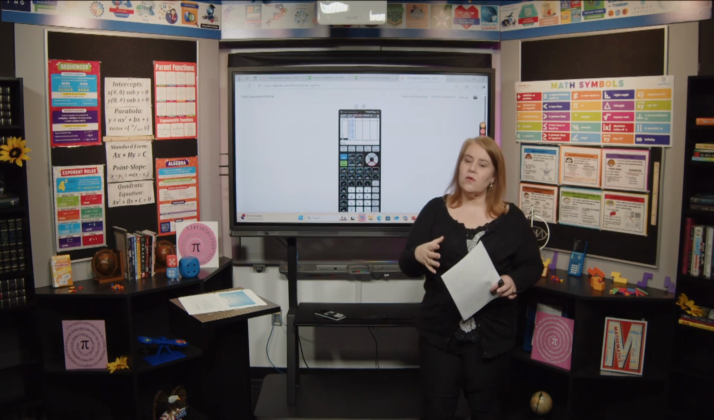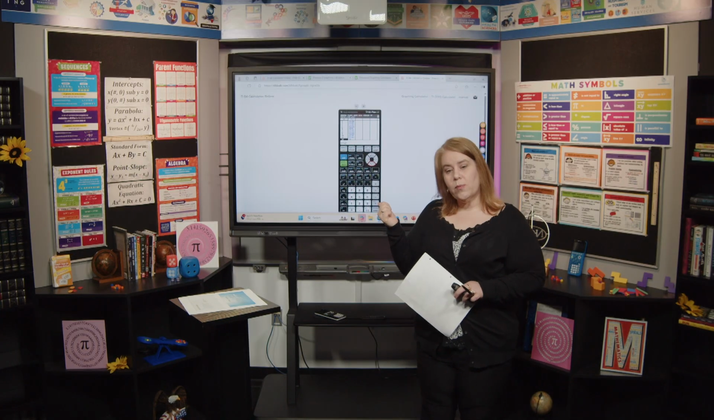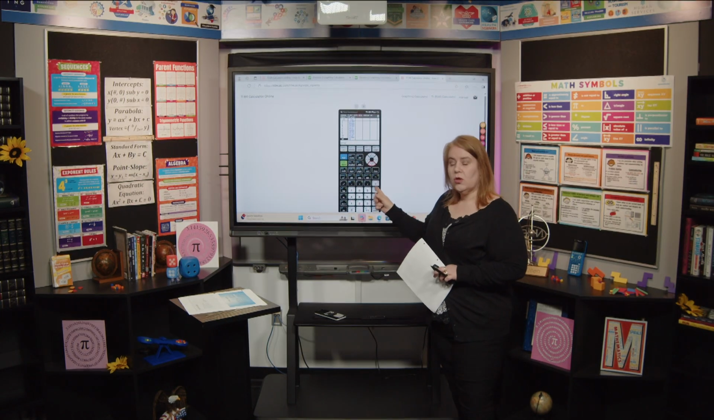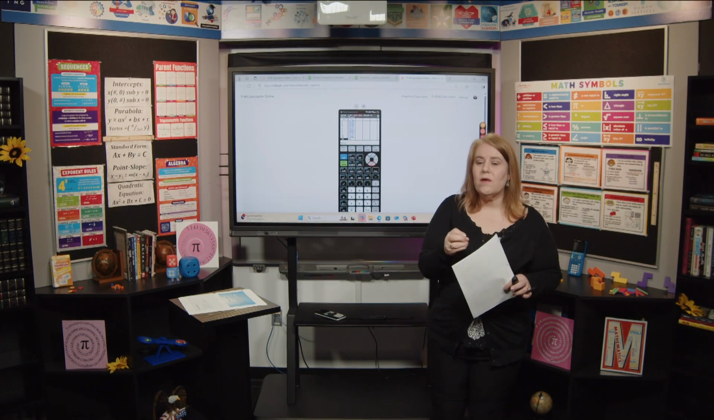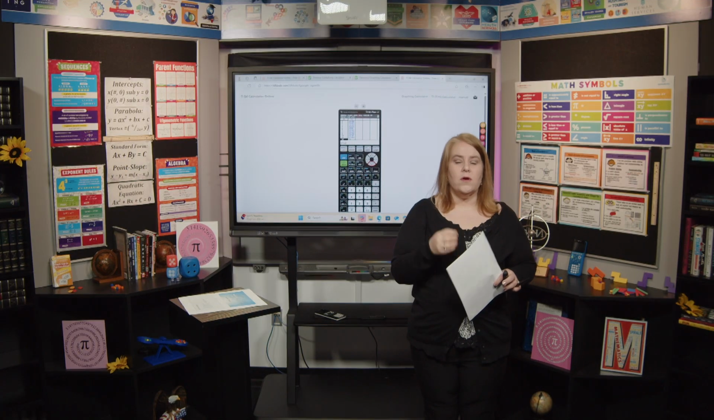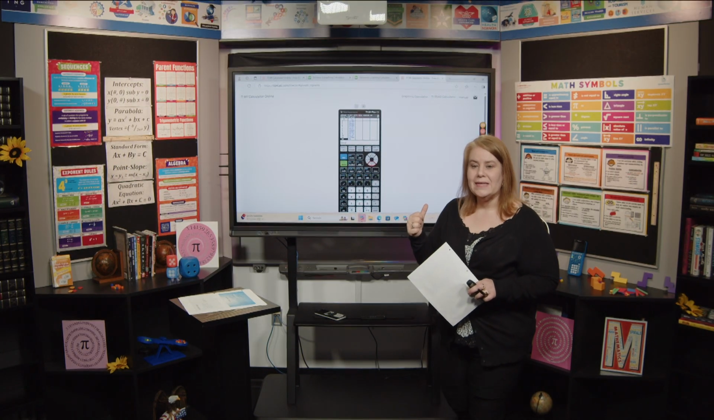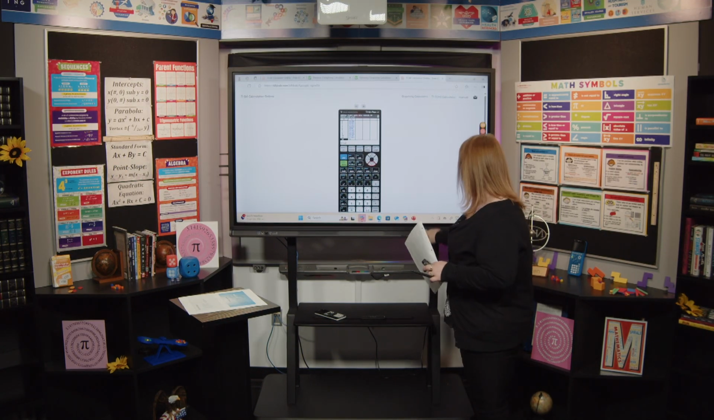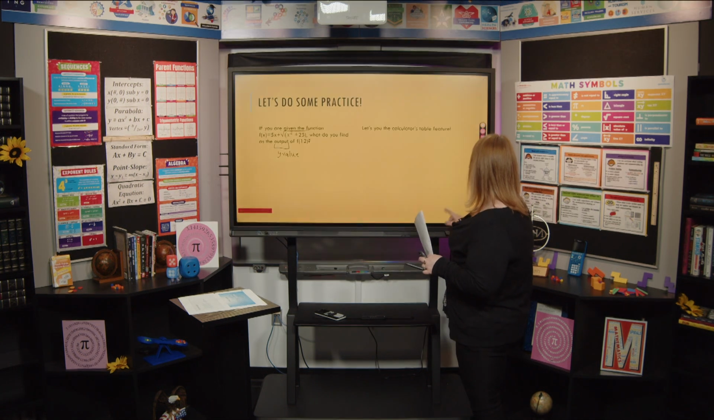So if you're looking for those whole numbers, you might want to pull the table on your calculator. But if you need more of those smaller numbers or those mixed numbers, you might want to pull a table on your Desmos. All right, let's go back and look at some more problems.